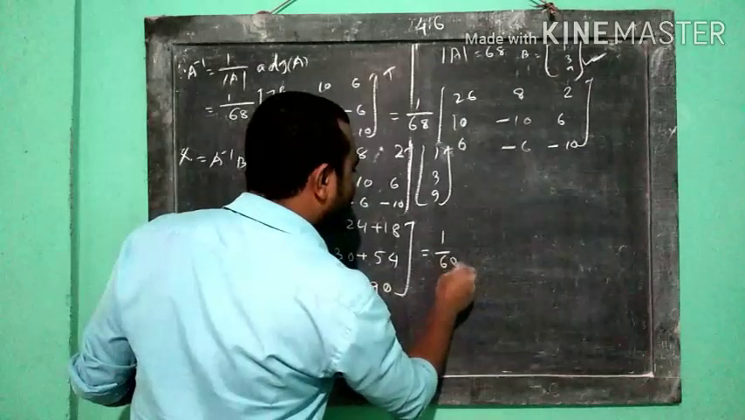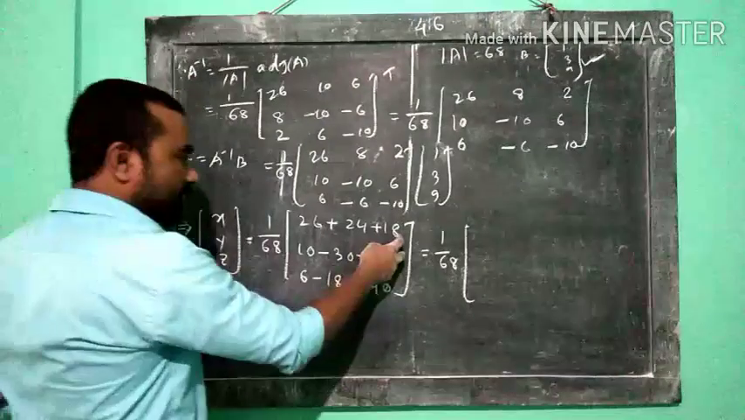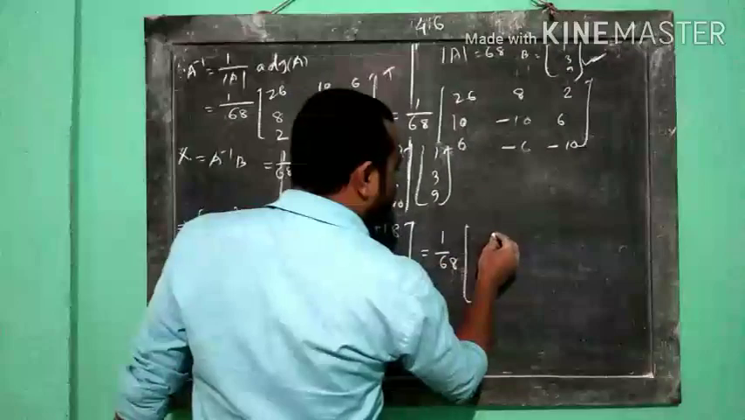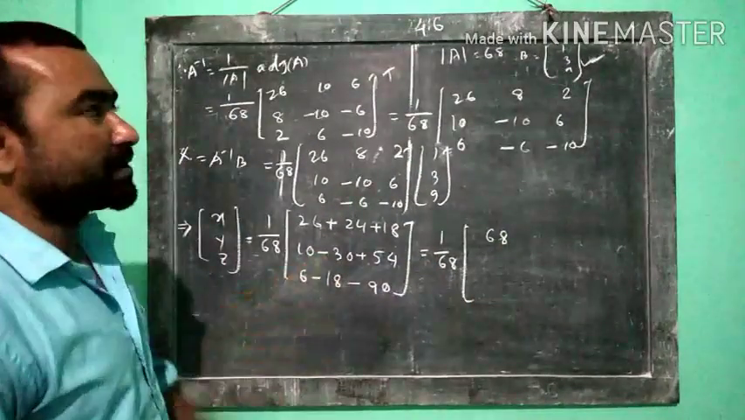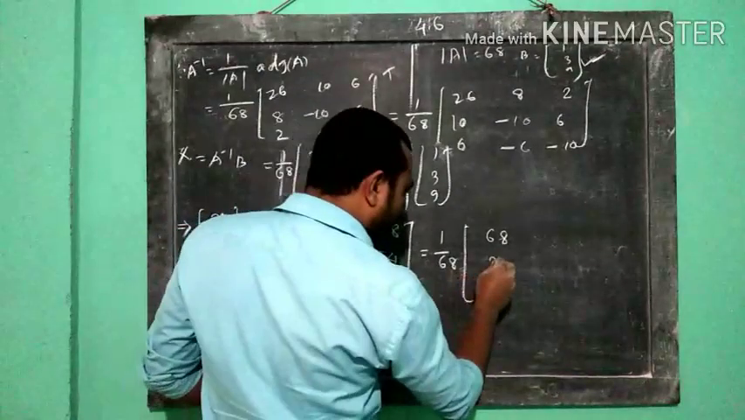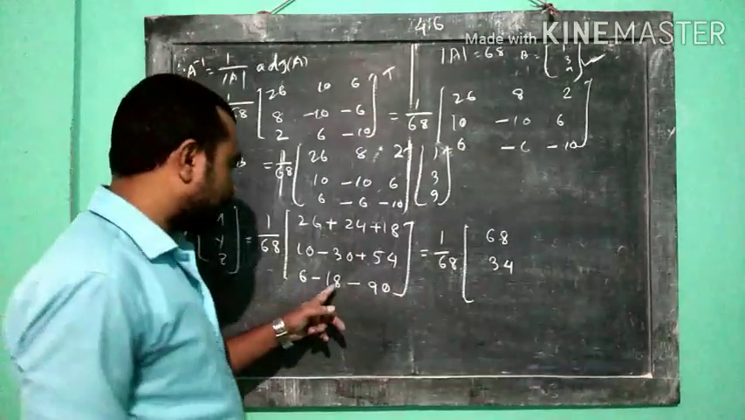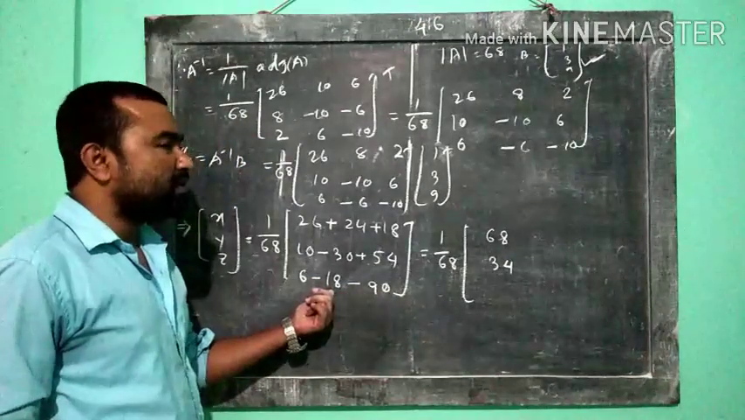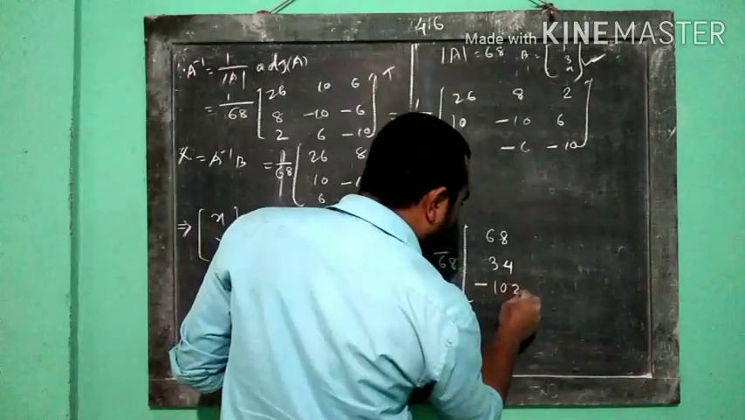This is equal to 1 by 68 whole into, if we add this, then what we get? 26 plus 24 is 50, plus 18 is 68. If we add this, then what we get? 10 minus 30 is minus 20, plus 54. That means this is equal to 34. And here is 6 minus 18 minus 90. That means if we add this, then we get 108. 6 minus 108 is minus 102.